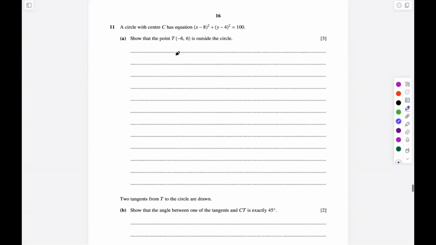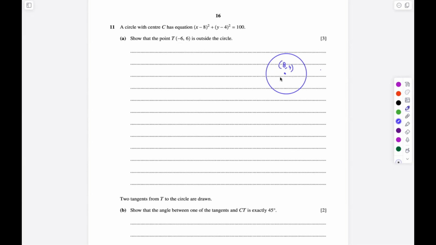In question 11, a circle with center C has equation (x minus 8) whole squared plus (y minus 4) whole squared equals 100. In part A, we have to show that the point T (minus 6, 6) is outside the circle. Now, if we have to show that the point is outside the circle, let's say we have a circle and the center point is (8, 4) as from the equation.